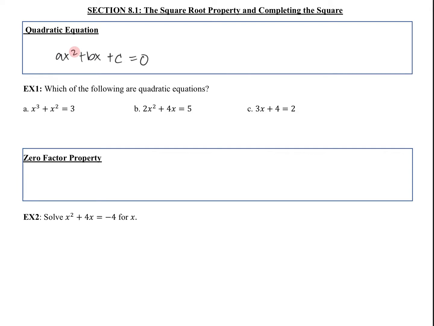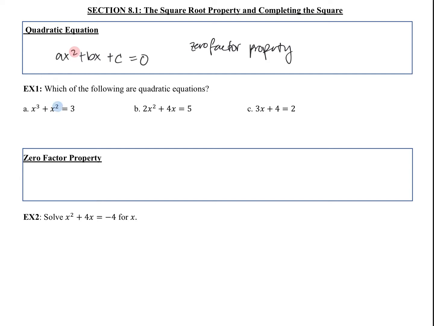So far, what we know how to do with this is the zero factor property. But sometimes that doesn't work. So let's take a look at some other methods. But first off, example 1, which of the following are quadratic equations? Take a second and see if you can determine which one's quadratic.